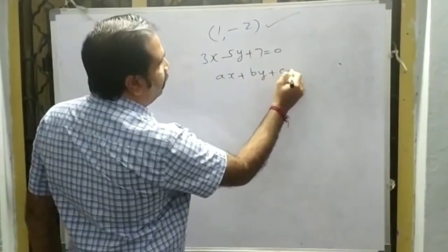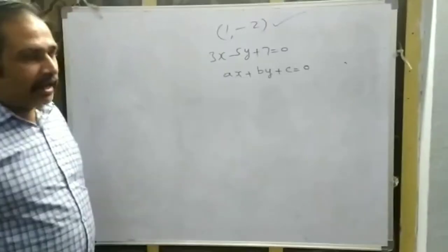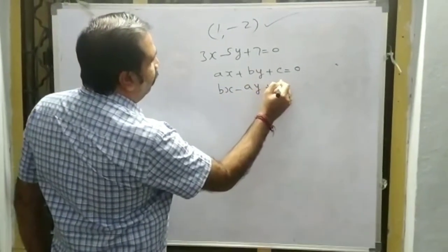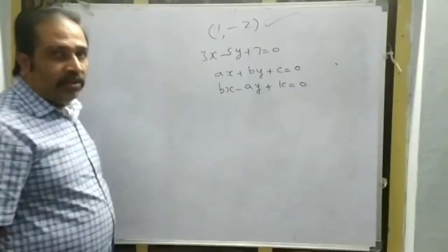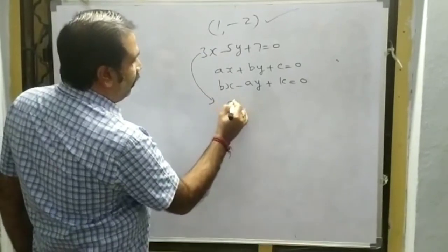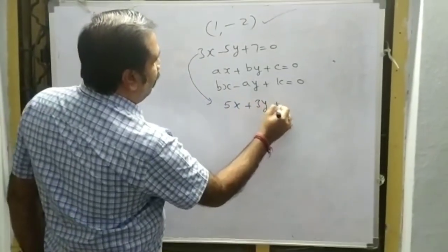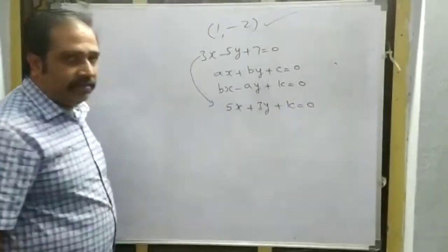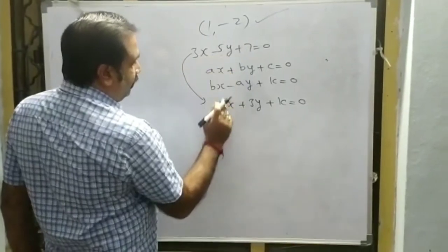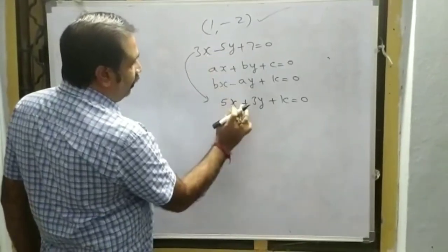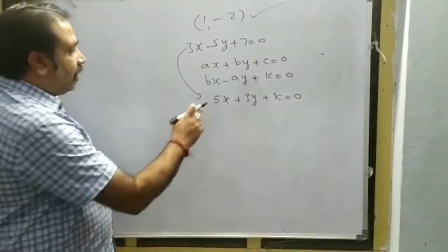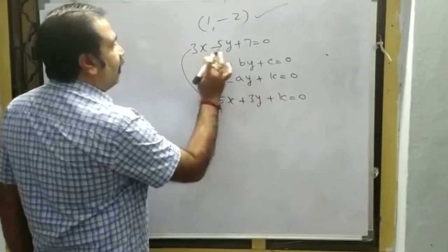Ax plus by plus c equal to 0 is the given line. Then the perpendicular line formula is bx minus ay plus k equal to 0. So what is the perpendicular line of this one? 5x plus 3y plus k equal to 0. So what does this mean? A and B are interchanging and the sign between them is also interchanging. Minus becomes plus. So it is the perpendicular line of the given line.